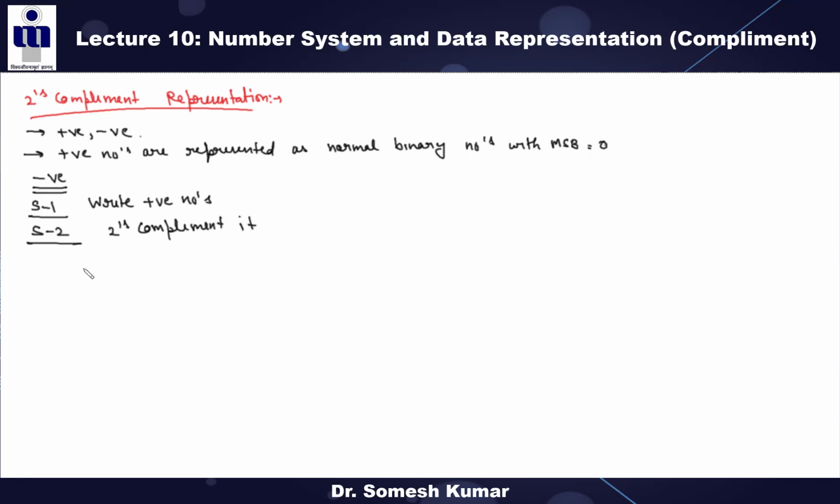For example, plus 13. How can you represent plus 13 in 2's complement? Normal binary number. This is 0, 1, 1, 0, 1. It is plus 13, right? For example, minus 13. How can you represent minus 13? First write the positive number. Now take the 2's complement of this. For the 2's complement, first you have to take the 1's complement and then add 1. So this is the 2's complement of this. So this is your minus 13.